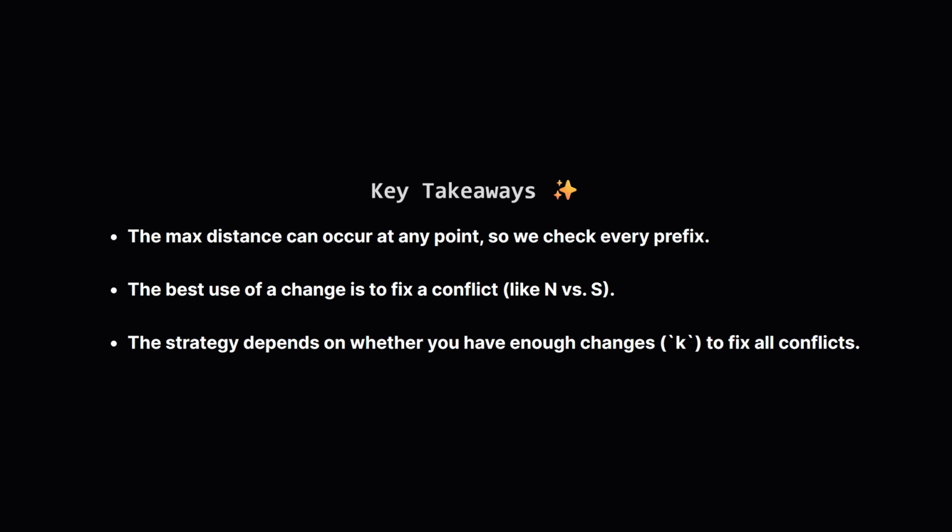So let's quickly recap the main ideas. First, the problem asks for the maximum distance at any time, which was our clue to check the potential distance after every single step. The core insight was that the most powerful way to use a change is to resolve a conflict between opposing moves, which adds 2 to our potential distance. And finally, our whole strategy boiled down to a simple comparison. Do we have enough changes to fix all the conflicts or not? Answering that question tells us exactly how to calculate the maximum possible distance at each step.